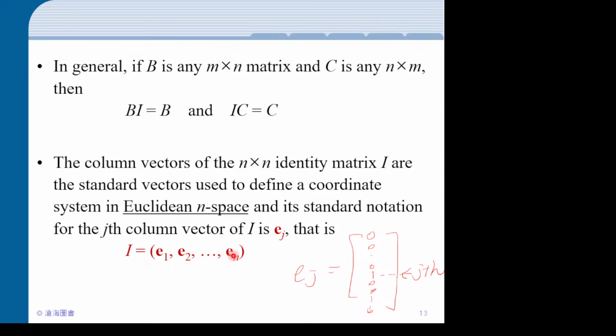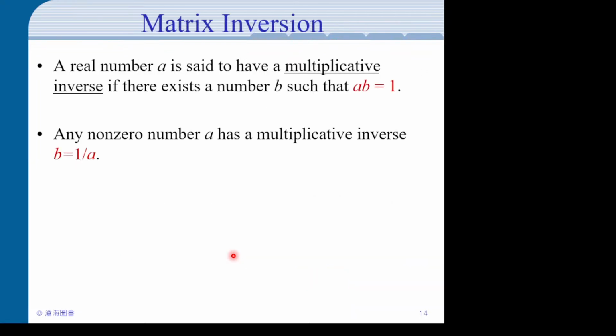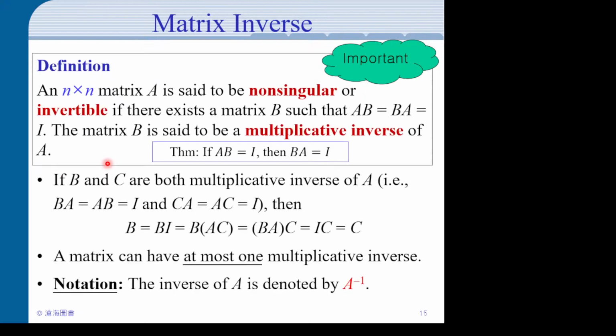It should be easy. Then we're going into a more interesting part, matrix inversion. Now that we have the identity, we can think about the inverse of a matrix. Like with real numbers, the multiplicative inverse of a real number is a number such that you multiply it back into 1. And we know any non-zero number a has a multiplicative inverse, 1 over a. Okay, then what's the matrix inverse?